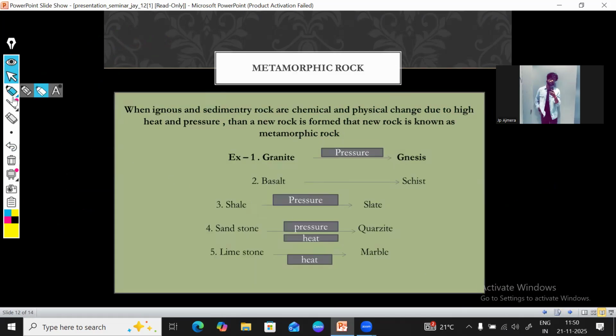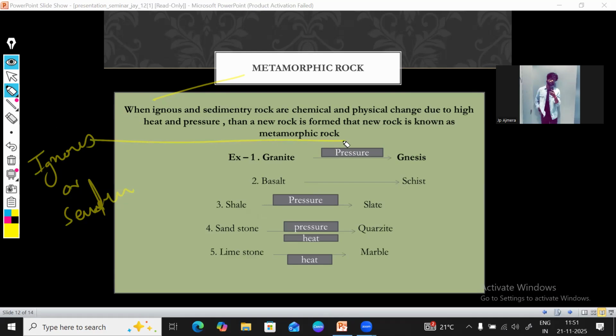All right, the last rock we have on the board is metamorphic rock. What is metamorphic rock? We already did a bit of study about that. In the process of formation of rock, there was a cycle with igneous rock. We did a study about that. There is an igneous rock, or there is a sedimentary rock.